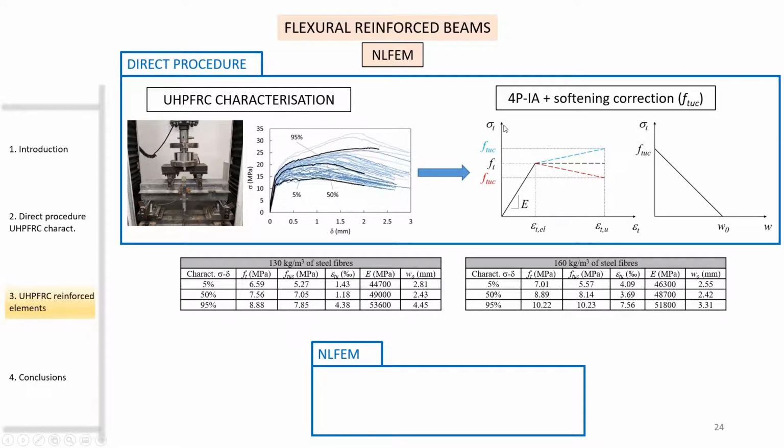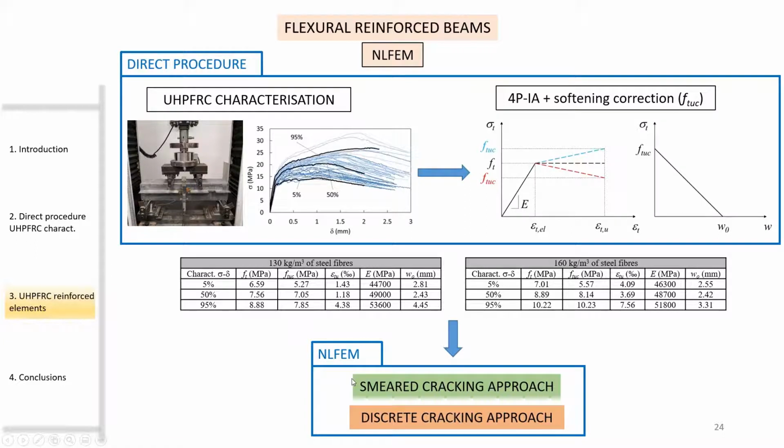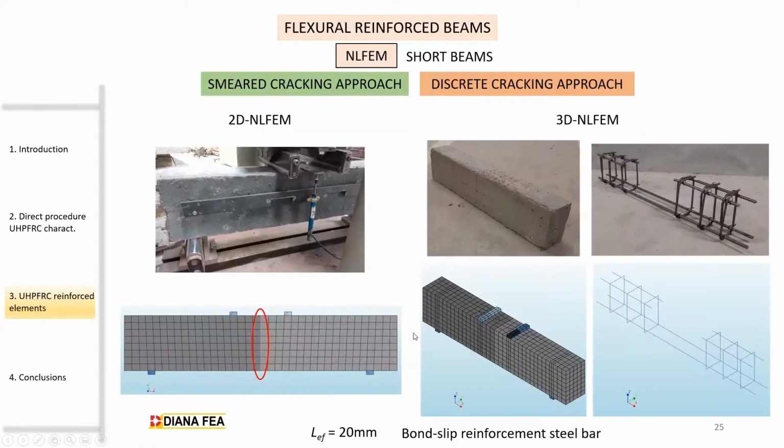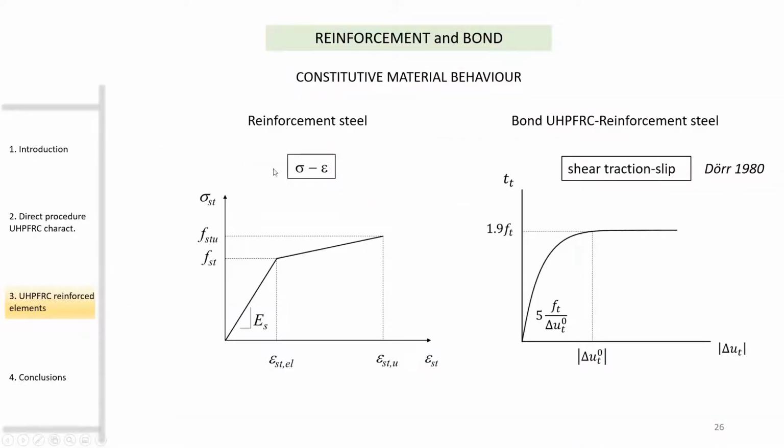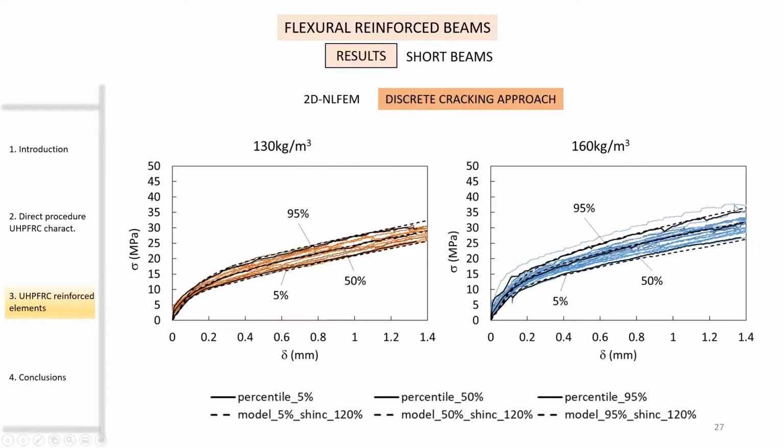And these tensile parameters are used in the smear cracking approach and the discrete cracking approach to define the numerical model. We build the model in 2D and 3D using the smear cracking approach and the discrete cracking approach. Also, for the reinforcement, we used a stress-strain relationship with strain hardening. And for the bond between UHPFRC and reinforcement steel, we use a shear traction slip curve.